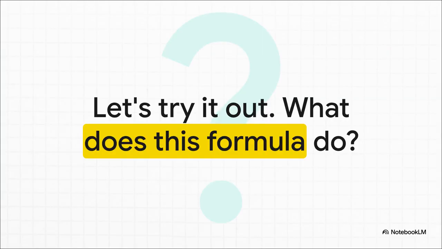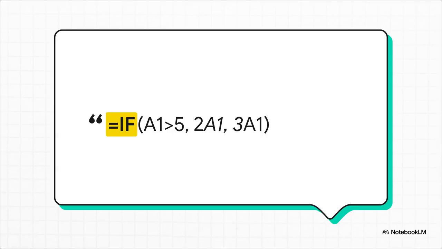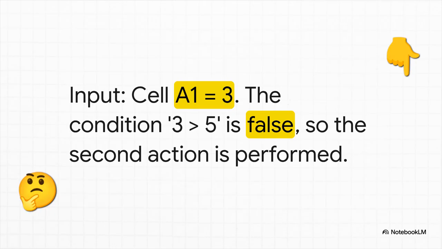Okay, enough theory. The best way to learn this stuff is to actually do it. So let's try one out. I'm going to show you a formula, and we'll walk through exactly how the computer thinks. Okay, here's our new formula. Super simple. It just says, if the number in cell A1 is bigger than 5, then double it. If it's not, then triple it. Make sense? All right, let's plug in some numbers and see what happens. First test. Let's imagine cell A1 has the number 3.